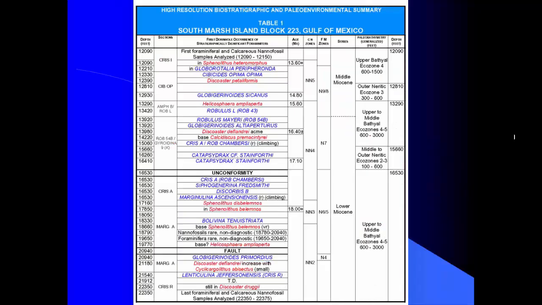Then we make a table, and we again put the depth and all of the information. Again, the red are the nanos, blue are the forams, and then we come over here. So we called this middle Miocene, I guess lower Miocene, and then here's the water depth. So we make a chart like that for each well.